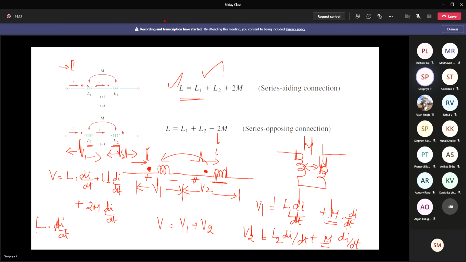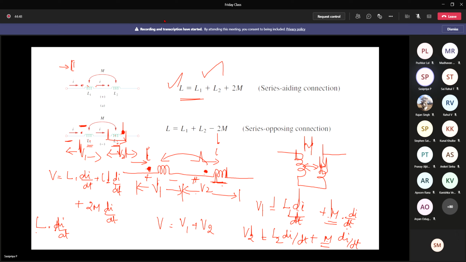So what will be the voltage? Since my dot is here, is the current entering or leaving as far as this dot is concerned? The current enters here, so obviously it's a leaving current at this dot. The mutual voltage will be negative. As per the dot rule, since my current is a leaving current at this dot, my voltage will be negative here. So my V1 will be minus M into di by dt.